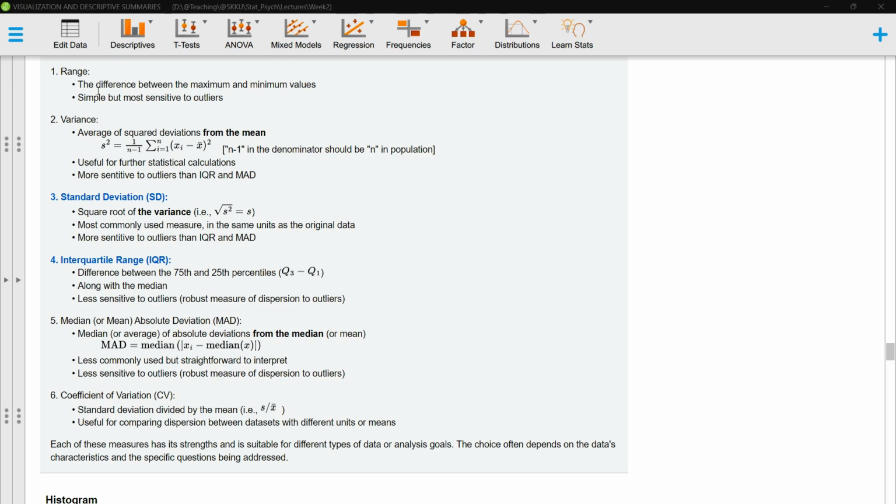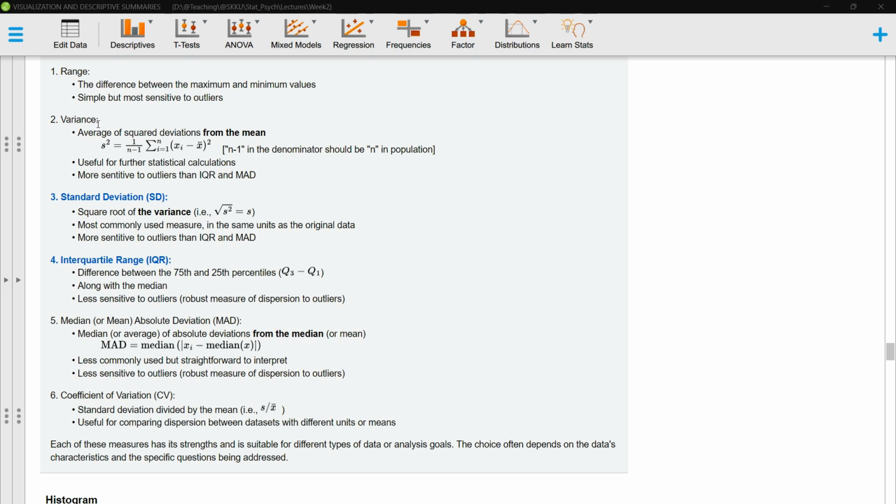The range is the difference between the maximum and the minimum values. It is simple, but the most sensitive to outliers, right? So extreme values influence it a lot; in range, it is the most sensitive one.